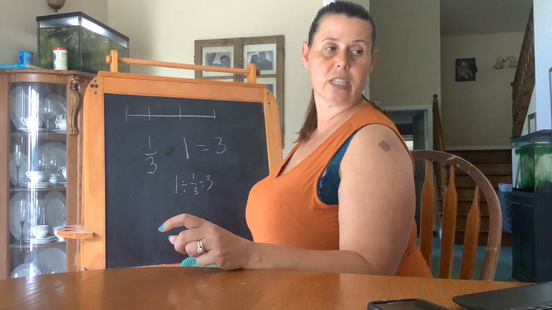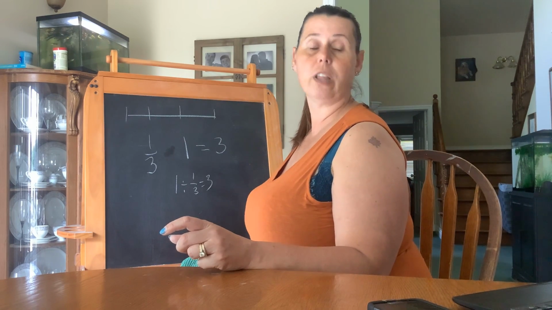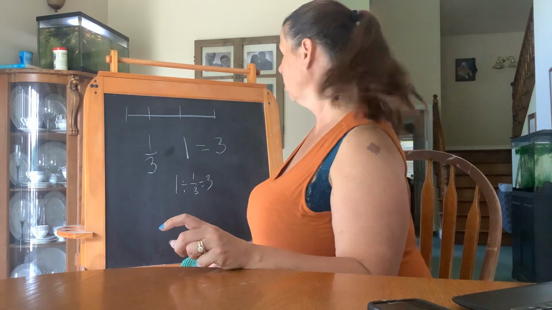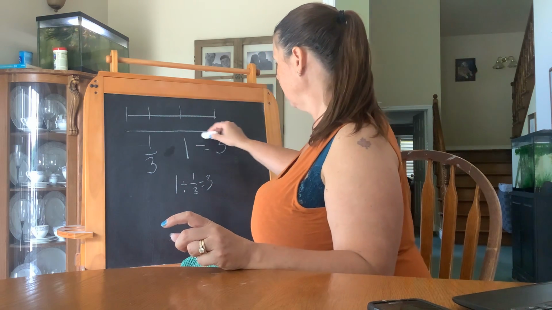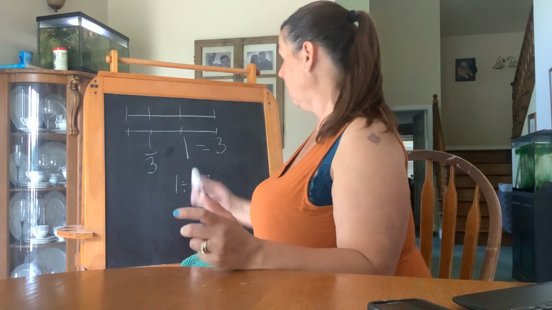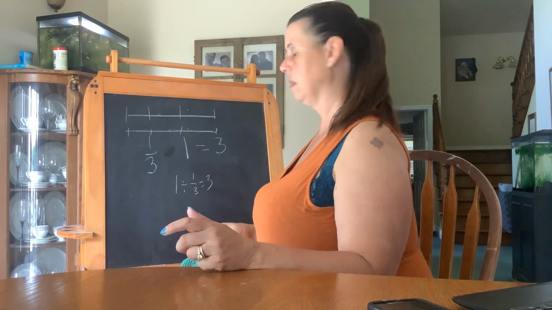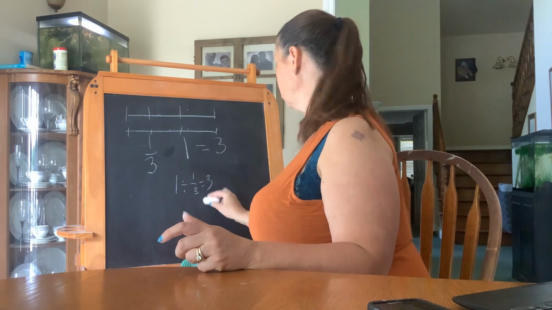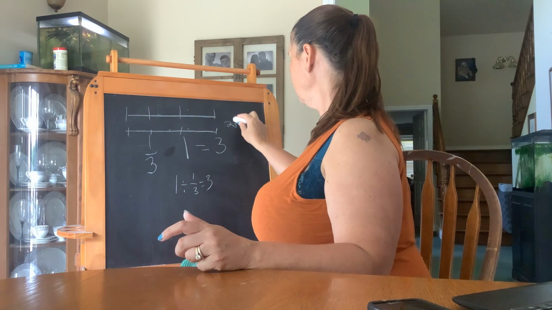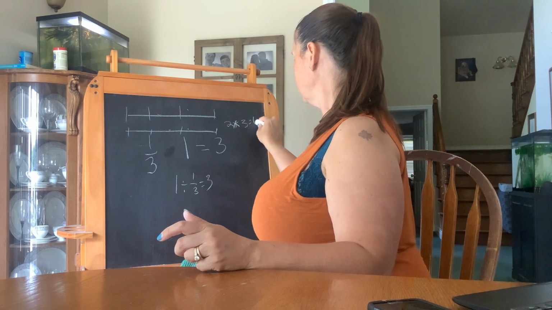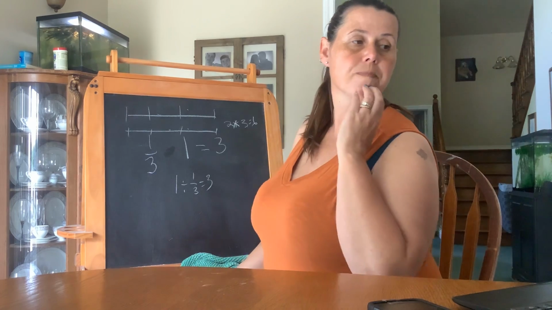The next question says, how many pieces of length 1/3 fit into 2? Well, what if I had a second line? I did the exact same thing. How many pieces would I have? 1, 2, 3, 4, 5, 6. So 2 times 3 equals 6, right?